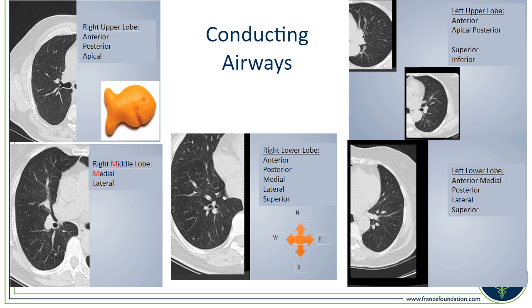For the branches of the right lower lobe, I think of it like a compass. There's a superior part, but then there is a north and south, like the anterior and posterior, and east and west are like medial and lateral. So 10 branches in total.